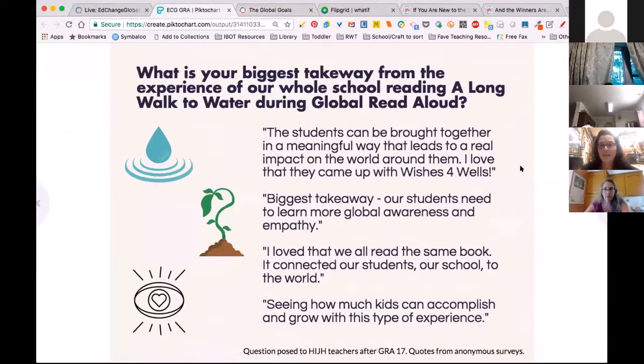And they tried to come up with their own nonprofit, Wishes for Wells, and started selling bracelets and hosting a movie night and doing some really cool things to try to raise money to help people who don't have access to clean water. That was just amazing to see them take it and run with it. We do want to try to do more as a building, to find some different partnerships or organizations locally that fit in with different topics and different books for the Global Read Aloud. That's something we want to work on this year as well.